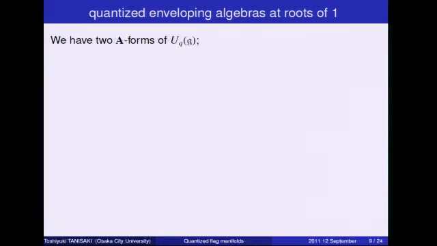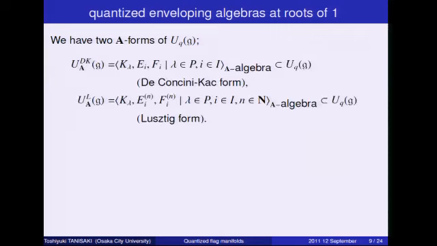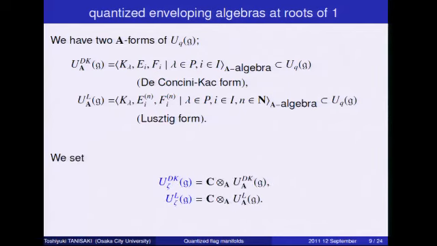Okay, and so we consider several A forms of several objects and consider the specializations. In the case of UQG, there are two A forms. One is the Konchini-Katz form, and another one is the Lustig form. The Konchini-Katz form is generated by standard generators as an algebra, and the Lustig form is generated by divided powers of the generator. And I can consider specializations at zeta.